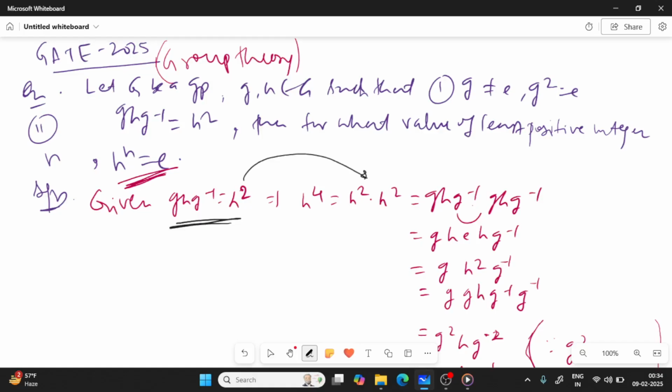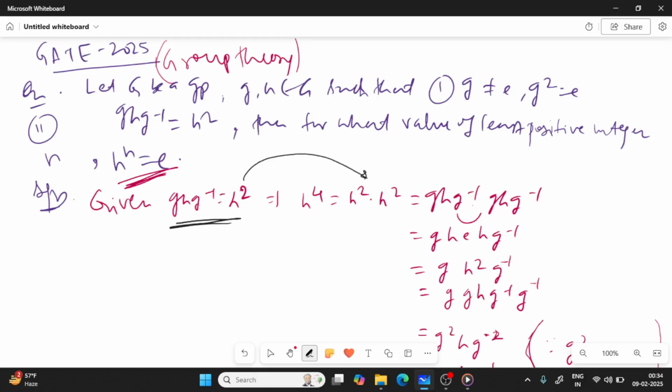Now this would be equal to identity. So we shall be left with g h h g inverse, and h into e, as you know by the identity property of the identity element e, would be h itself, and h into h squared. So it would be g h squared g inverse.